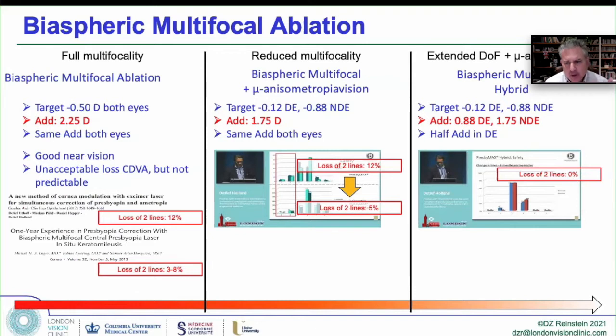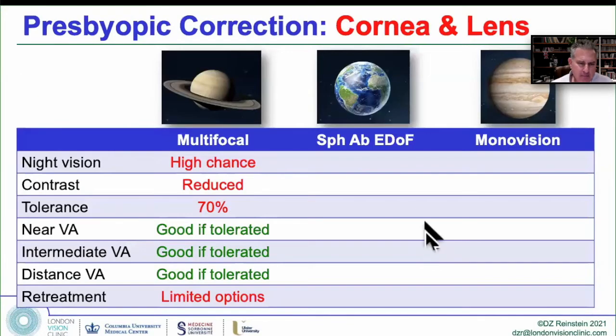Now, actually, they allow the surgeon to decrease the add even further. And now you're starting to get into basically a change in spherical aberration of the cornea without really a central island of extra add. So when we look at multifocality, there's a high chance that there are going to be night vision changes or disturbances, contrast reduction. There's a chance that there won't be good tolerance even after the adaptation period, but there will probably be good near vision and good intermediate vision and good distance vision once adaptation has been achieved. Retreatment options, however, are limited because you've got a multifocal cornea, and it's a complex surface.